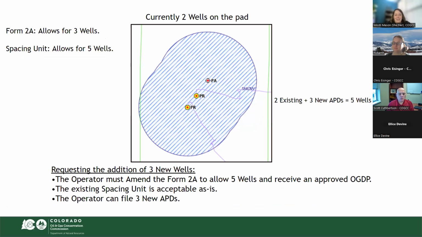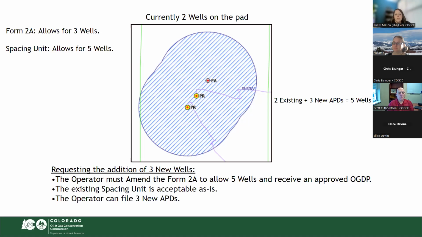Yeah, 2 wells on this location. The one at the top, we consider that to be plugged and no longer takes a well spot or a slot anymore. The Form 2A allows for 3 wells, and its spacing unit allows for 5 wells. The operator in this instance wants to add 3 new wells.